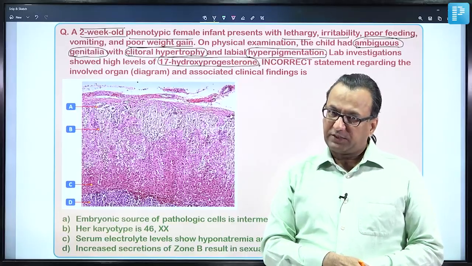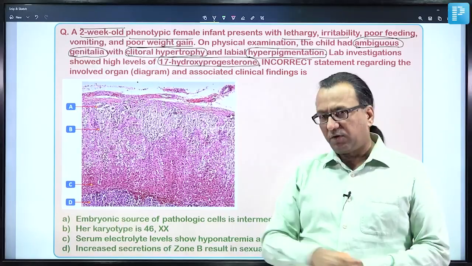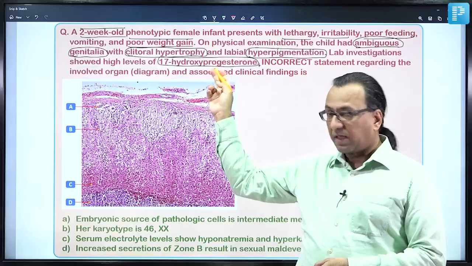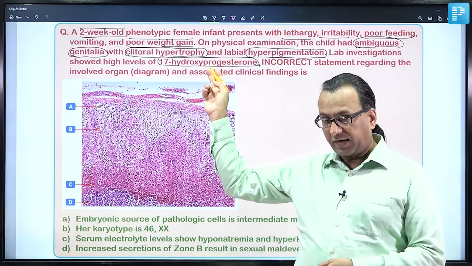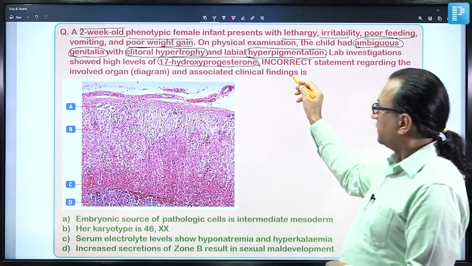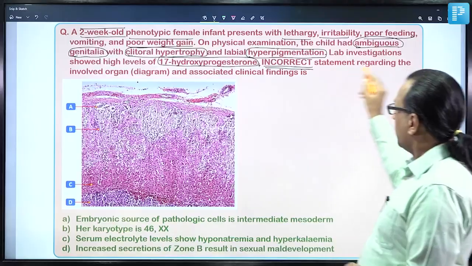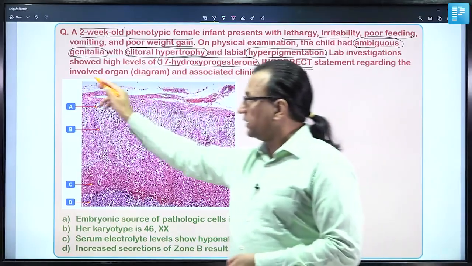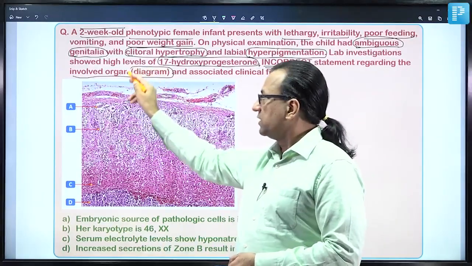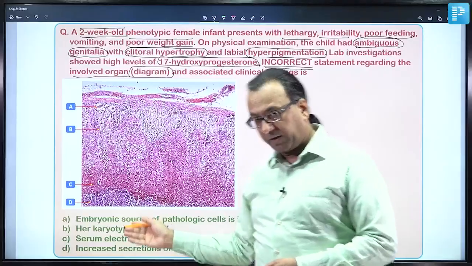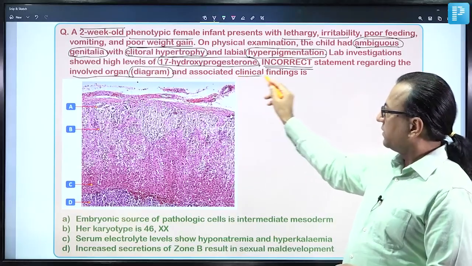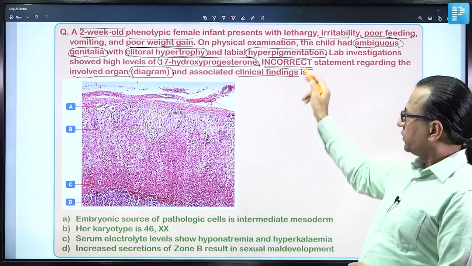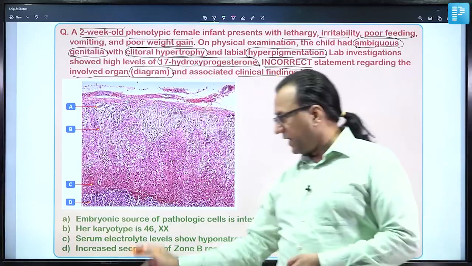adrenal hyperplasia. And how is that? Because of the presentation, physical examination, and the lab findings. And what could be the incorrect statements now regarding the involved organ? That is, of course, the adrenal gland. The histological specimen has been given and some clinical findings. We need to find out which of the following statements are incorrect.